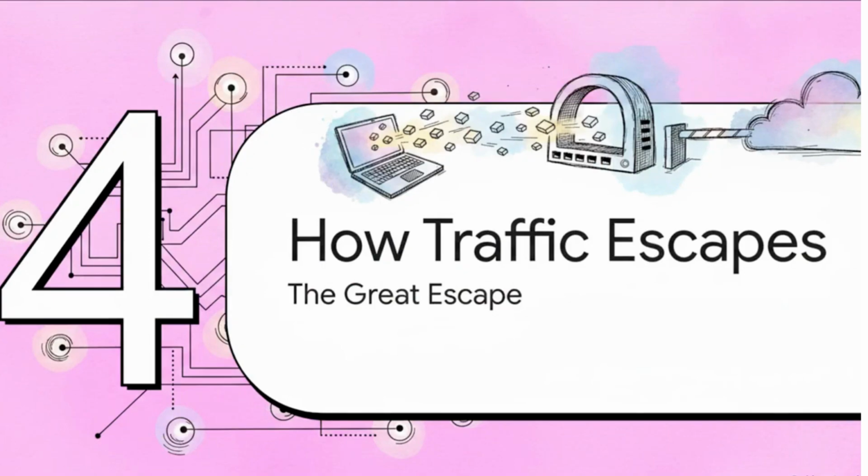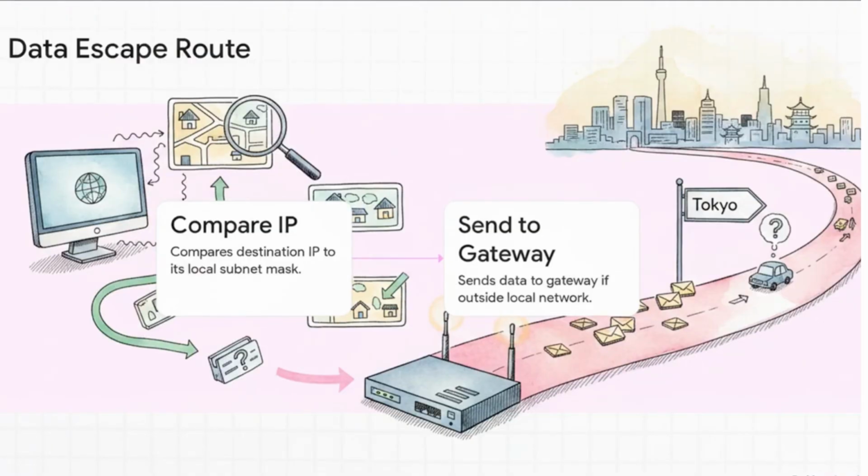Section 4. How traffic escapes. Let's trace the actual step-by-step journey of a data packet trying to break out of that local neighborhood bubble. Let's see how this builds into a very precise logical sequence. How does your device know when to hand off the traffic?